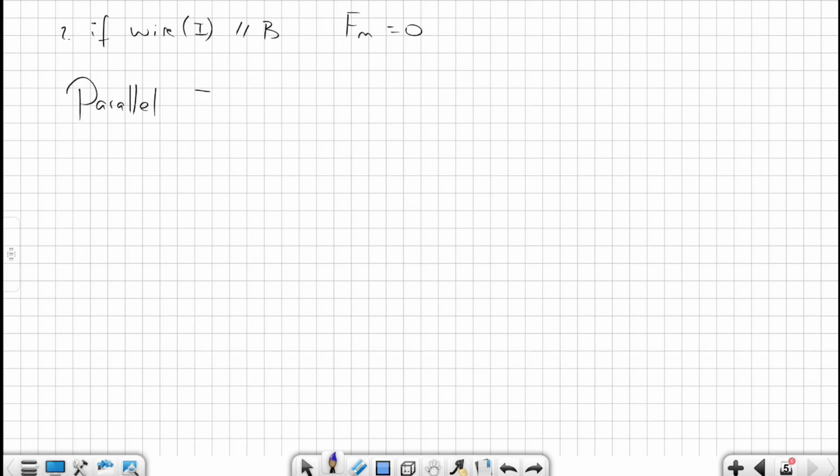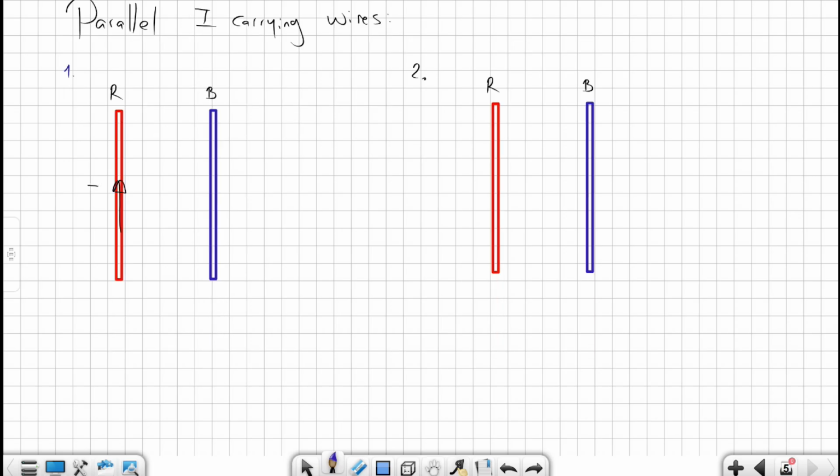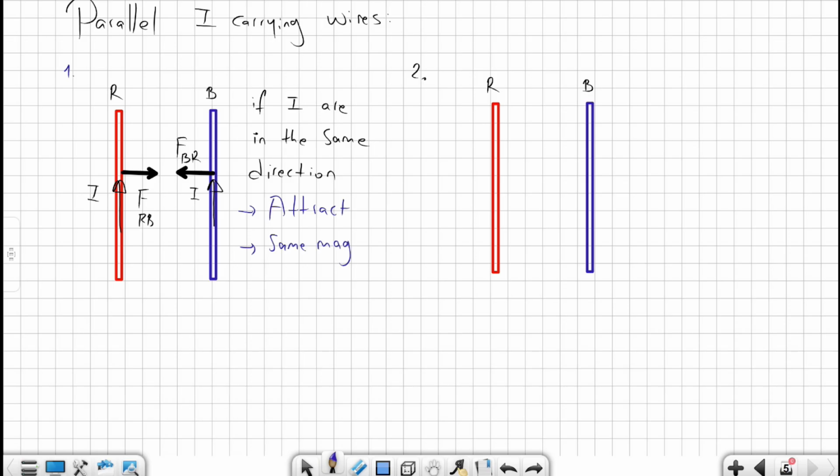Let us talk about parallel wires that are carrying a current near each other. Let's have two wires. One of them is a red wire and the other one is a blue wire. That is the second case. The first one, let us have the currents in the same direction. And when we have currents in the same direction, the force between these two wires will be attractive. So they will be attracting each other. If we look at the forces, they are toward each other, and they have the same magnitude, but they have opposite direction. Although it is attractive, it is still opposite direction. So don't confuse opposite direction with attraction and repulsion, please.